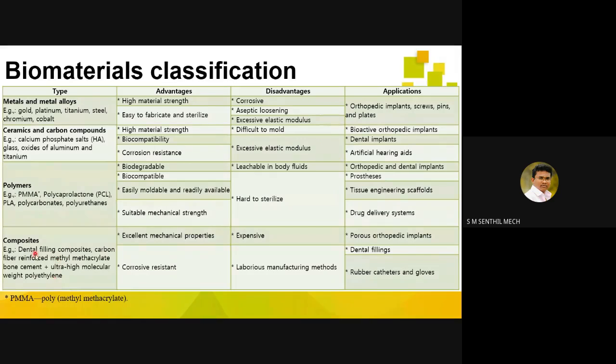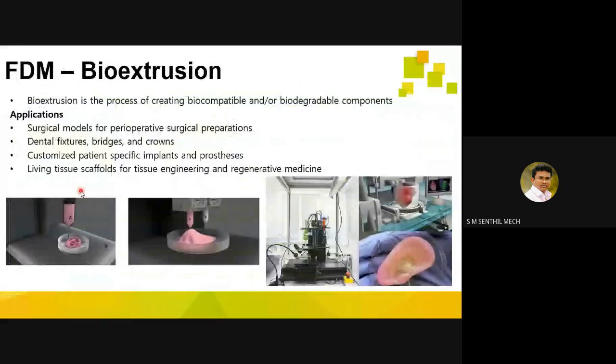Like dental filling composites and carbon fiber reinforced composites. These composites have excellent material properties, and they are also corrosion resistant. So these advantages make them suitable for porous orthopedic implants, like dental fillings and gloves. Okay, but they are expensive. So this is an overview of these biomaterials and their classifications. But this is just additional information. Okay. So far we were discussing the various types of FDM materials that are available.